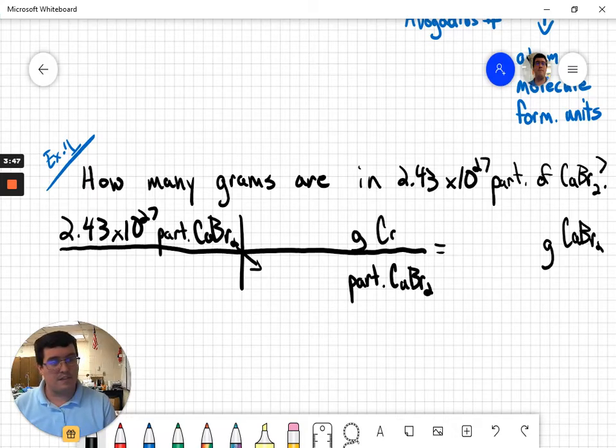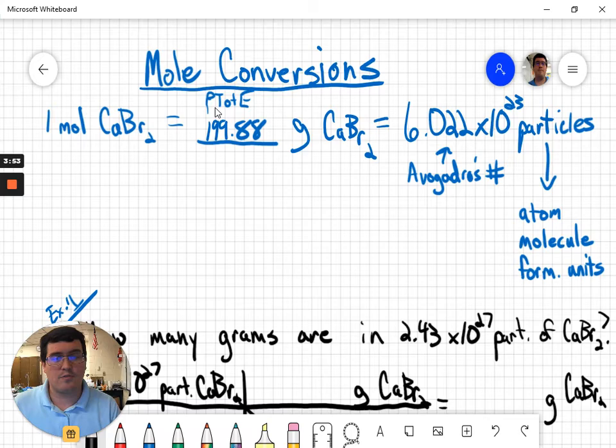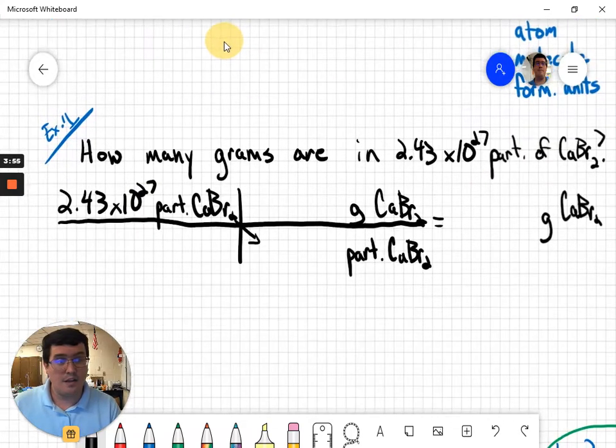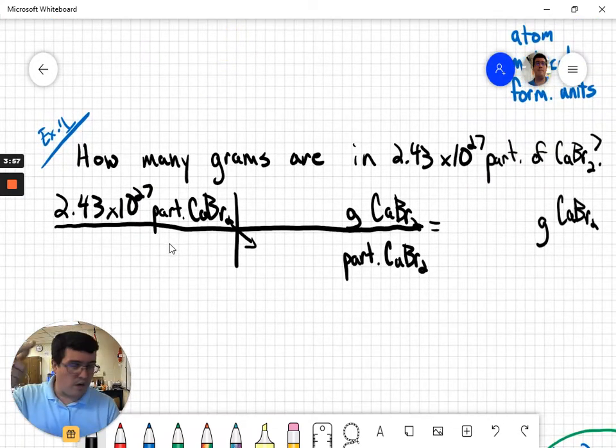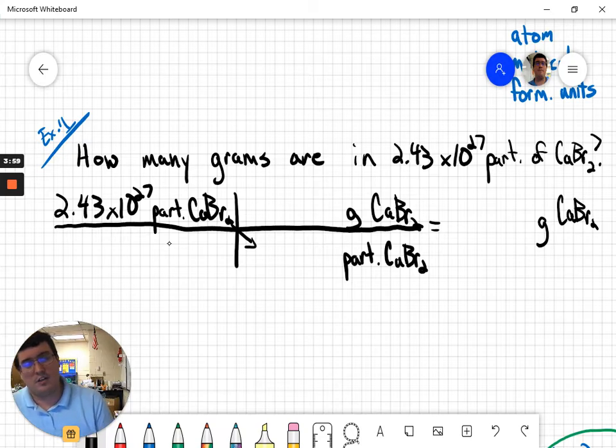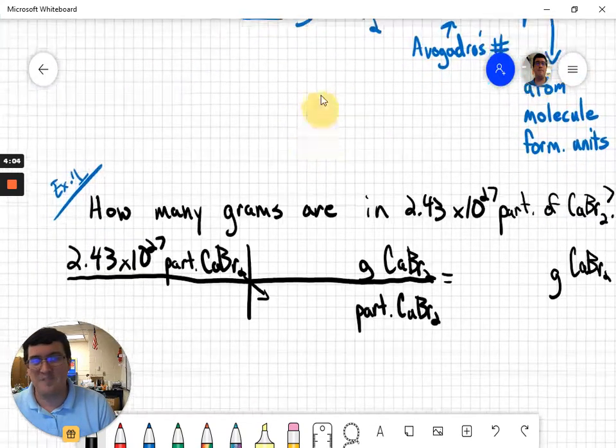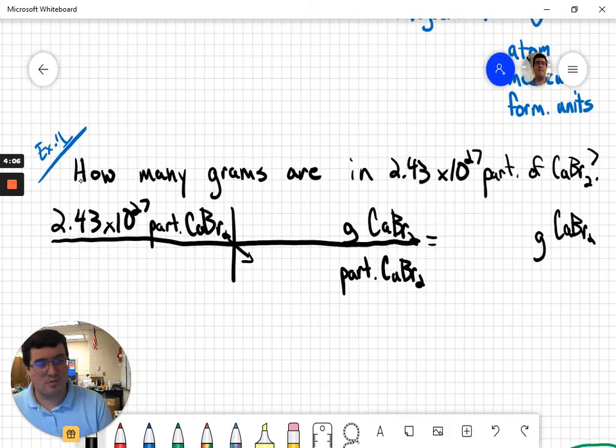Where do we get grams? Every time we are going to get grams from the periodic table of the elements. So we've already done that work. We're not going to redo it, but you could, in theory, do that again. It's 199, got to remind myself, 199.88 grams. And particles is always going to be Avogadro's number.